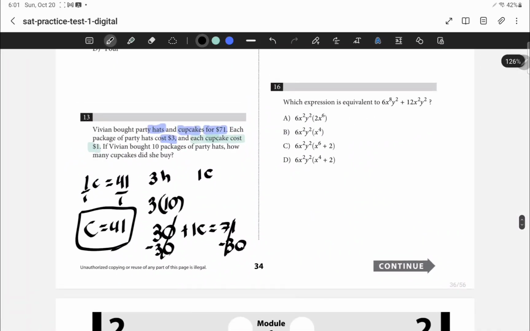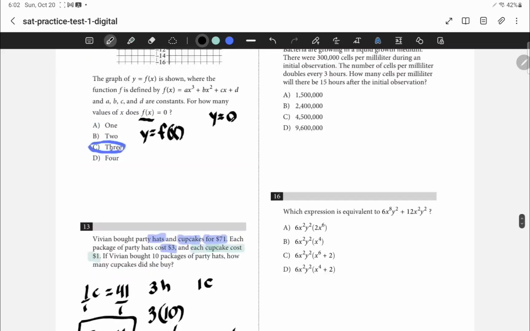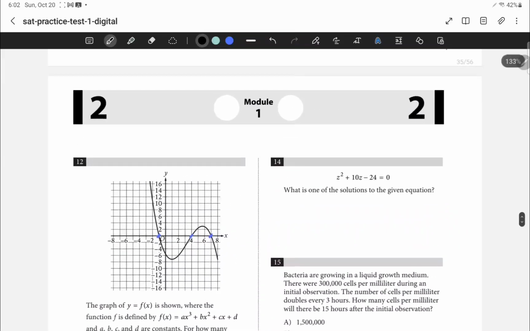So what we had to do was the conversion. We know that the package of hats is going to be $3. They buy 10, that's $30. Now we have to subtract that from 71. How much money do we have left? 41. Because we have $41 and every cupcake is worth $1, we bought 41 cupcakes. All right, so that's the reasoning for that problem.